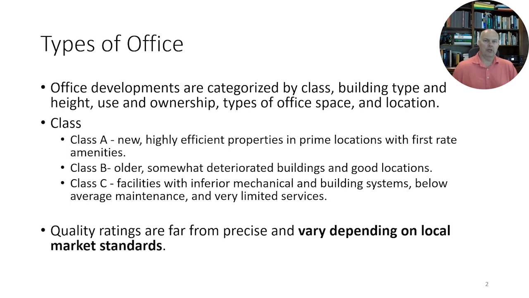So in regard to the class of a building, again, this is going to hold true for all our property types. You're going to have a Class A, Class B, and Class C. Class A being best, Class C being the worst, sort of tired and less of an ideal location. It's important because each of the different geographies will have a different definition of what a Class A, Class B and Class C is. You need to understand how the market defines these different classes before you make an investment. The quality ratings are far from precise and vary depending upon local market standards.